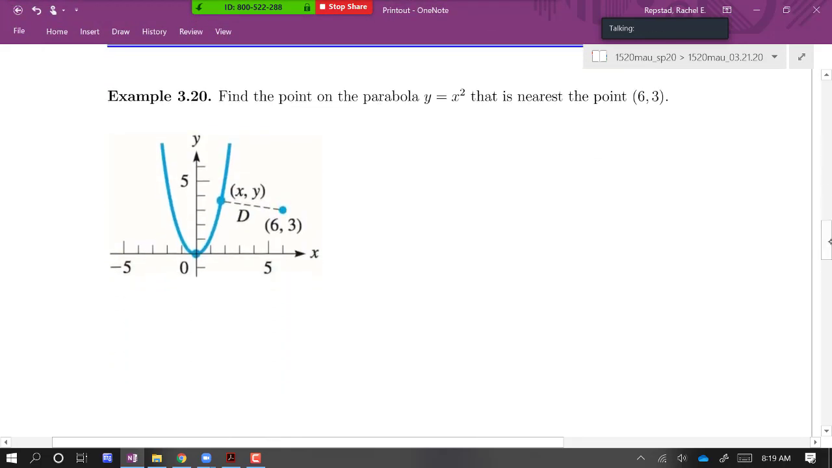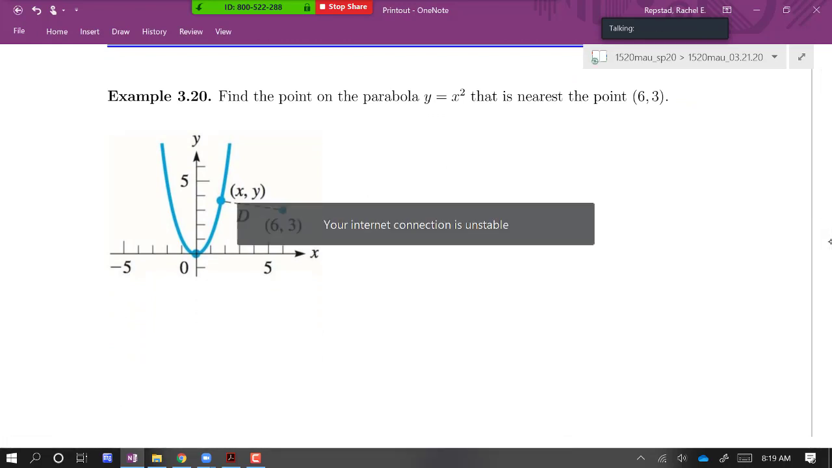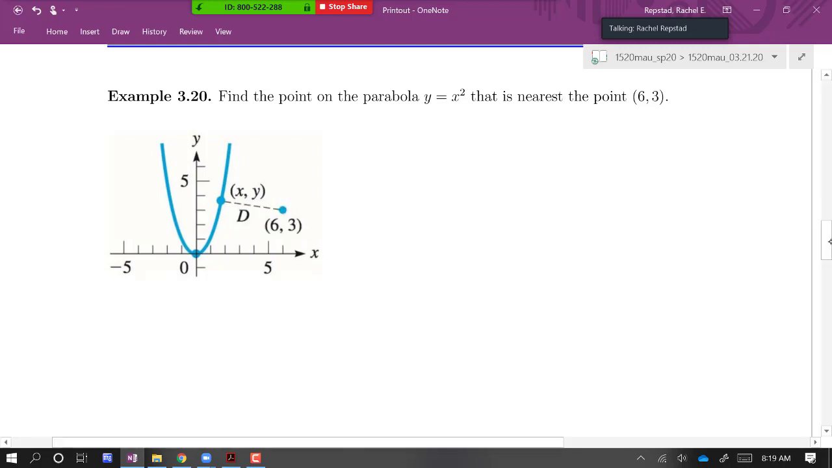Okay, so let's do another one. We're going to find a point on the parabola y equals x squared that's nearest the point (6,3). What we're going to do, the first step is figure out what we want to maximize or minimize. So we got this figure here, right? There's our parabola y equals x squared. Here's the point (6,3). And what they've done is they've just drawn a line from the point to some arbitrary point. I don't think there's anything special about where they drew it. Maybe it looks like that could be the nearest point, right?